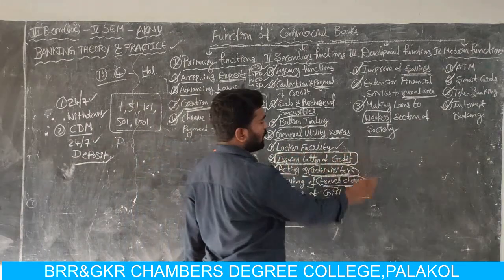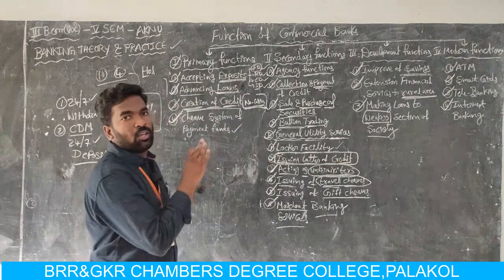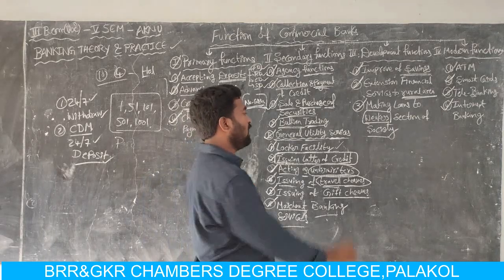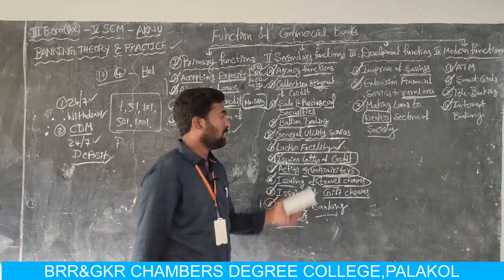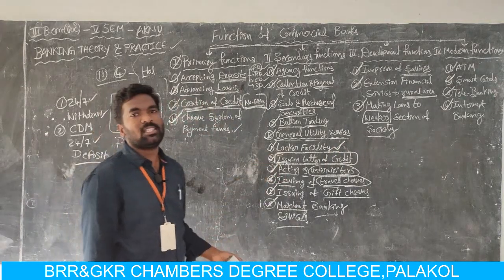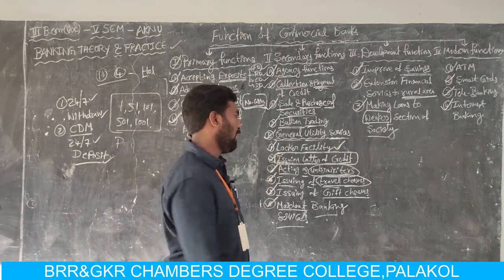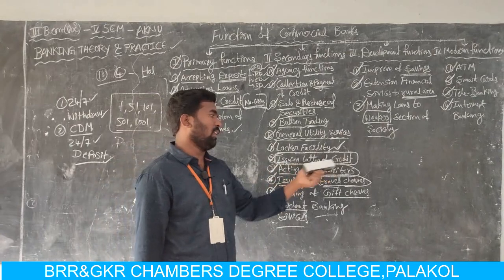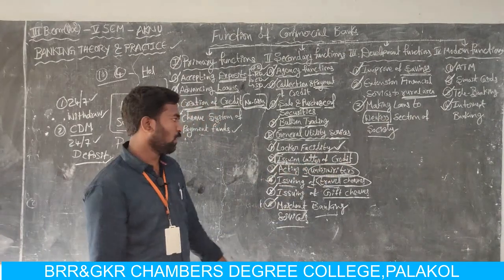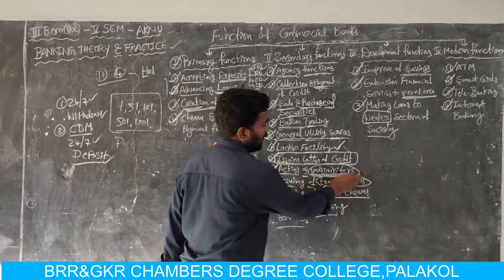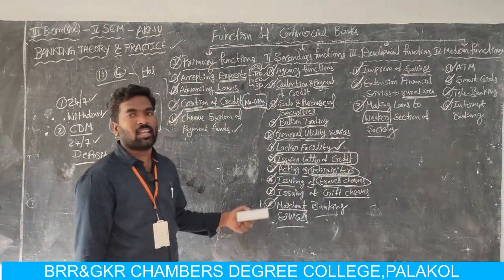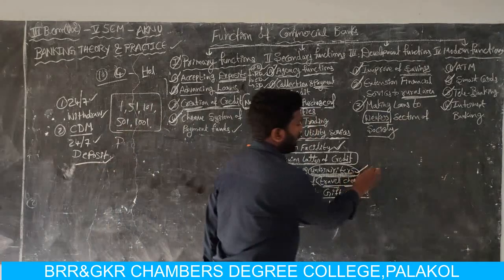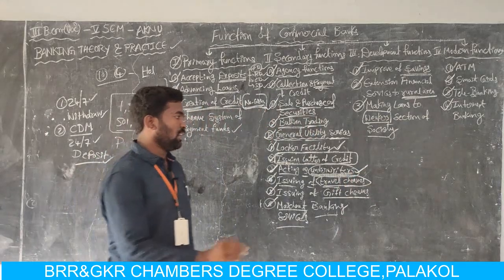So, locker facility is given by the bank. Locker facility means you can keep your valuable documents, gold, jewelry, whatever it is. The locker is charged a nominal rent per annum. Then issuing letters of credit. Banks give a letter of credit on behalf of customers. Then acting as underwriters. Banks collect from their customers underwriter commissions, whatever it is.